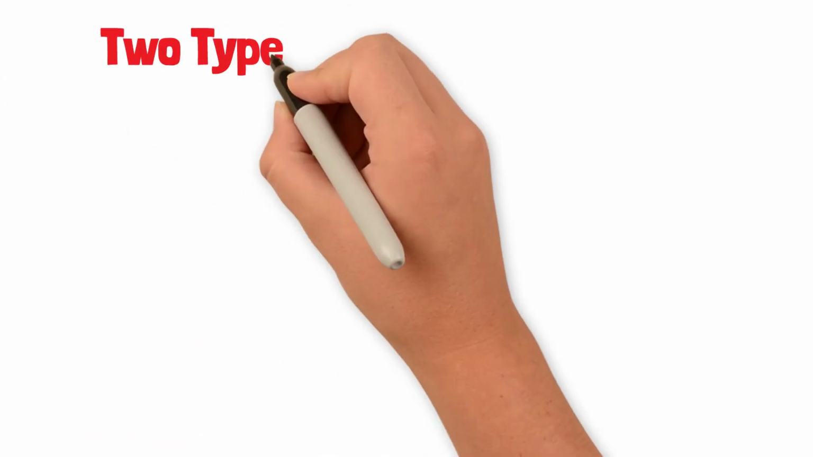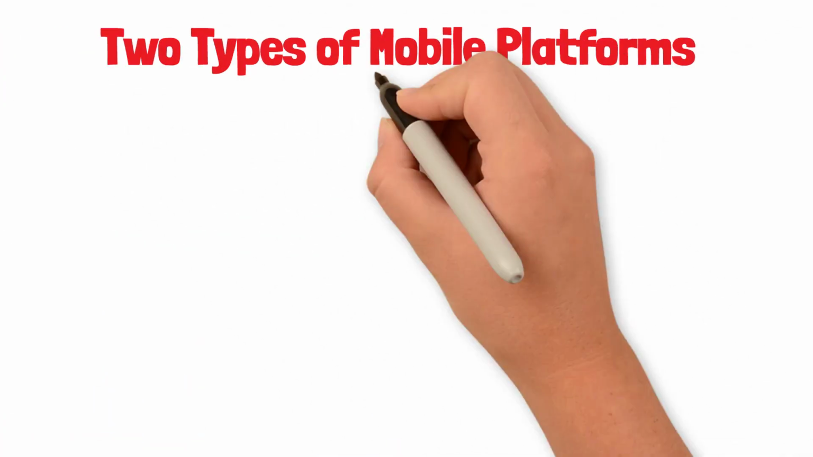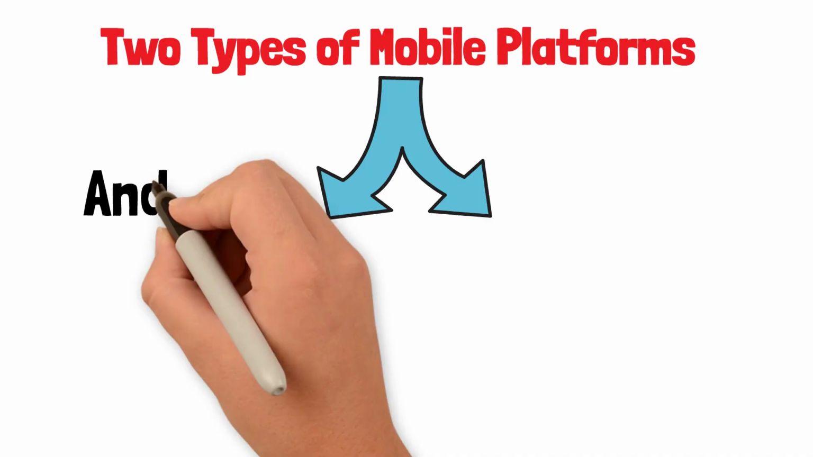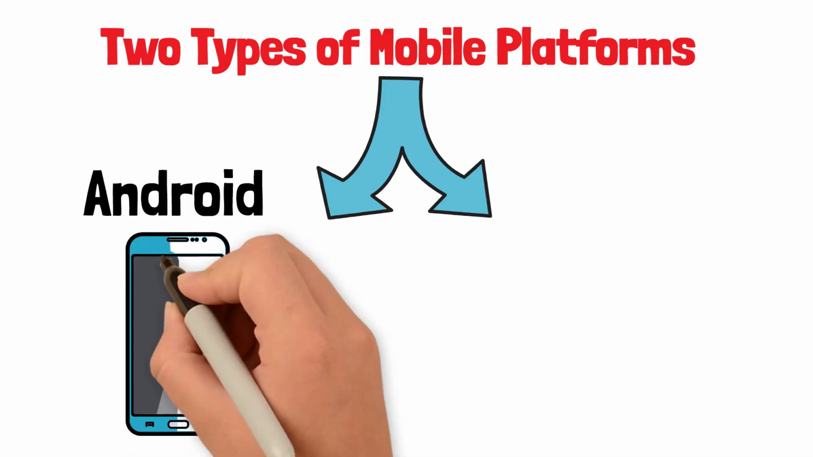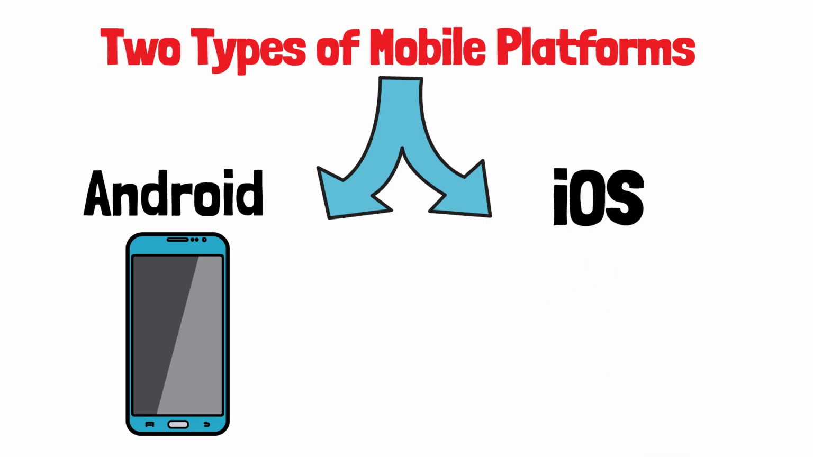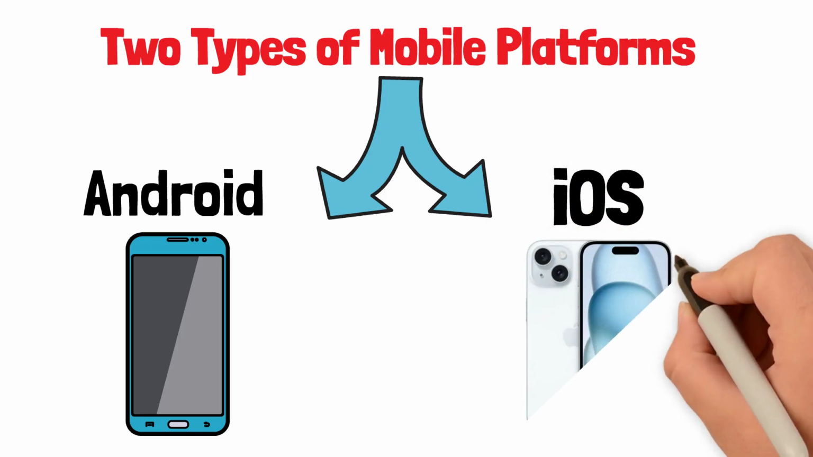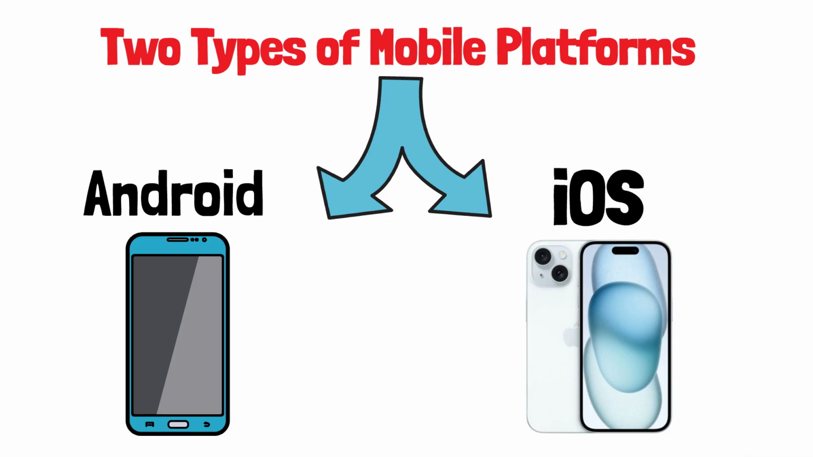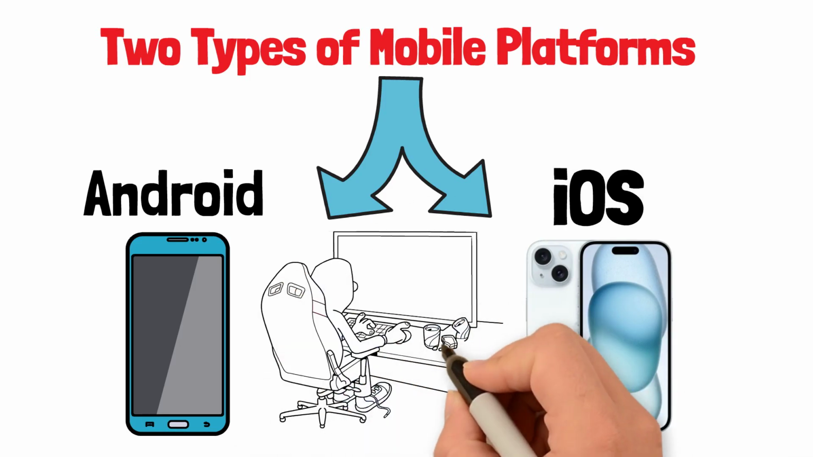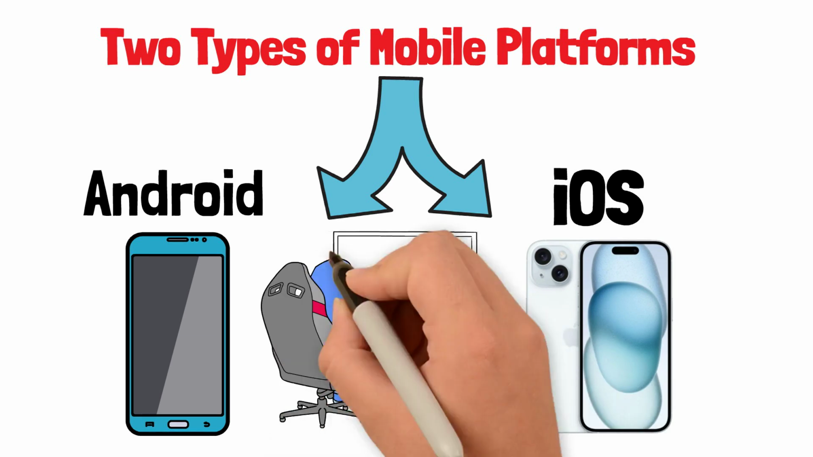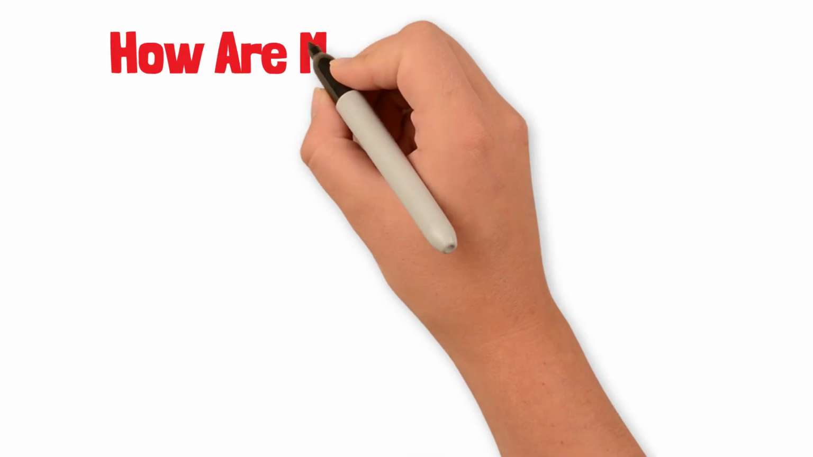Two types of mobile platforms. There are mainly two types of phones people use. Android. These are phones like Samsung, Xiaomi, Oppo, etc. Android is made by Google. iOS. These are Apple phones like iPhone and iPad. iOS is made by Apple. Apps need to be built differently for Android and iOS because they work on different systems, like how PlayStation and Xbox play different games.